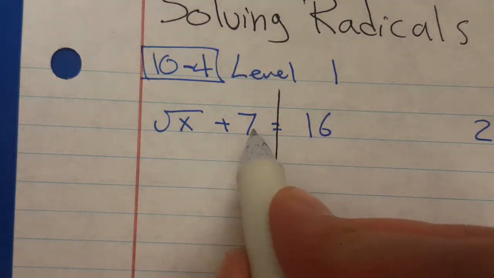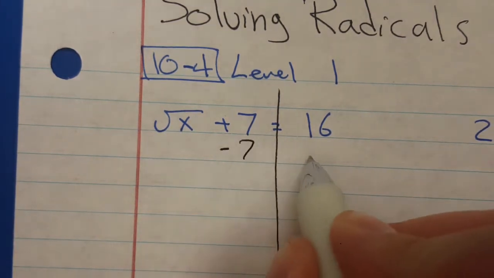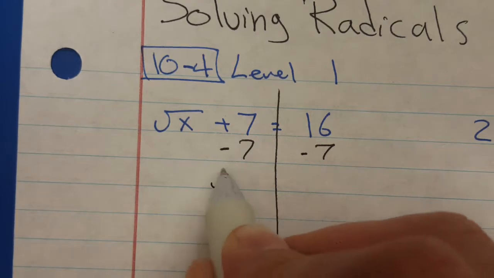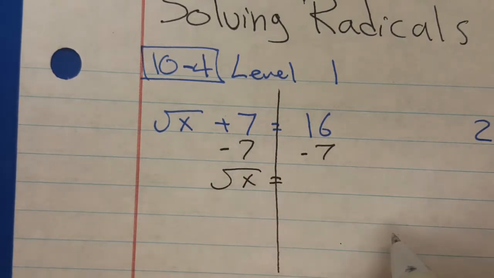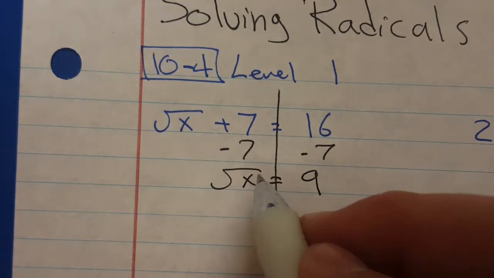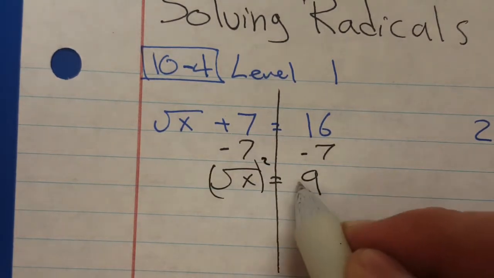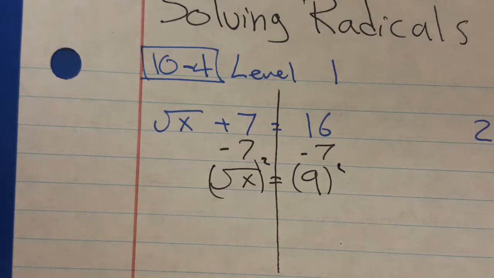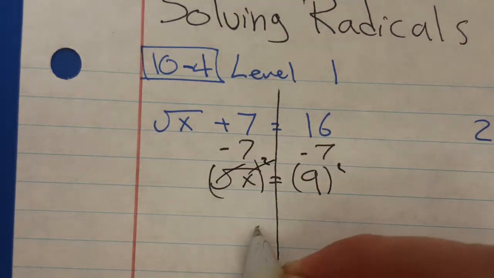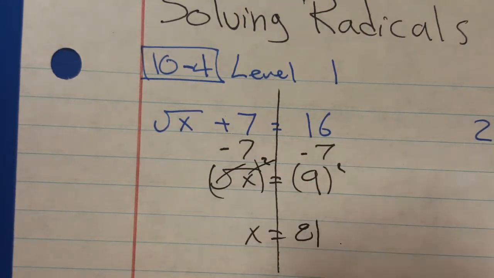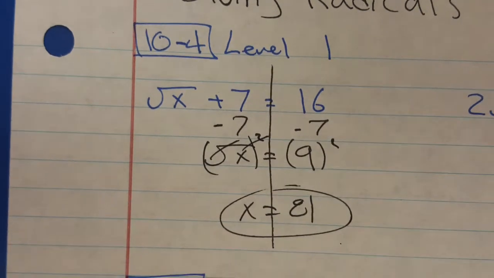So I want to solve for this x. Well, let's get rid of this plus 7. Minus 7 both sides. I'm going to have the square root of x still equaling a 9. Okay, and then how do you undo a square root? Easy. You square both sides. Okay, just like that. So cancel, cancel. X is going to equal 81. That's it. Done. That's how fast these go.